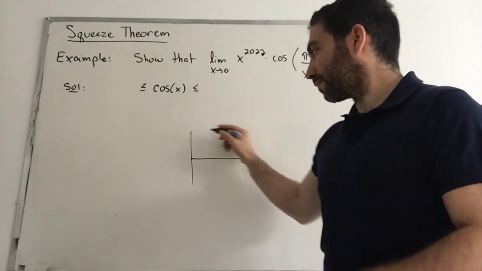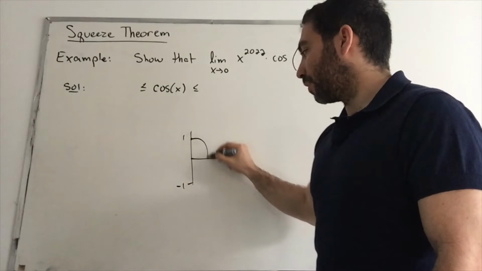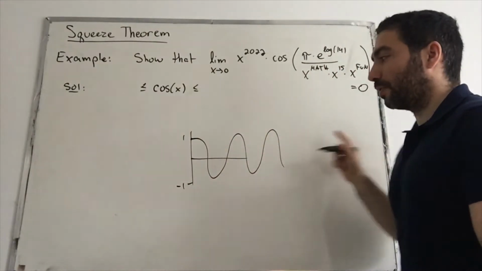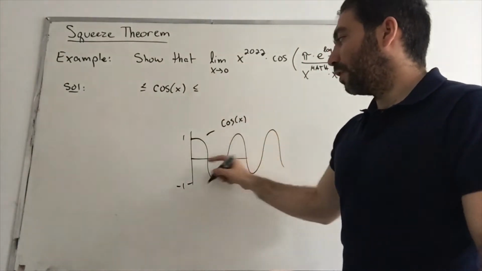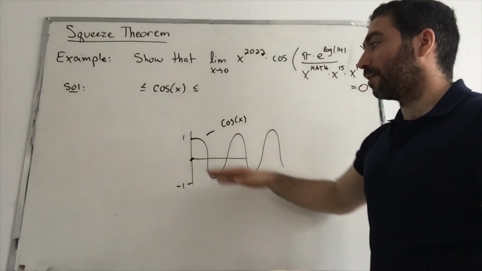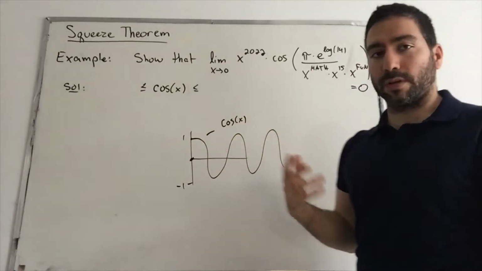Cos starts at 1, or think of the unit circle as well, that's fine. But cos oscillates between -1 and 1. And it continues this pattern to the right and to the left forever. This is cos. Sine does the same thing, but starts at the origin and follows a similar pattern. But essentially cos and sine are both stuck in between -1 and 1.